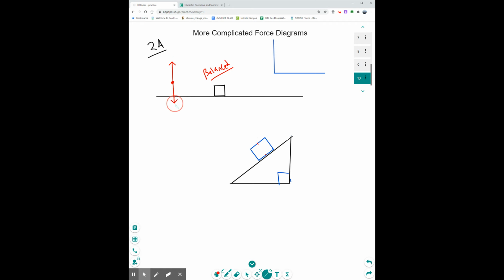We've got our normal force going up. We've got our gravitational force. I messed that up, sorry. We've got a gravitational force going down. So Fg, which we can also call W, right? Same thing. And we've got Fn, and they're the same size, right? So they're balanced. It cancels out.